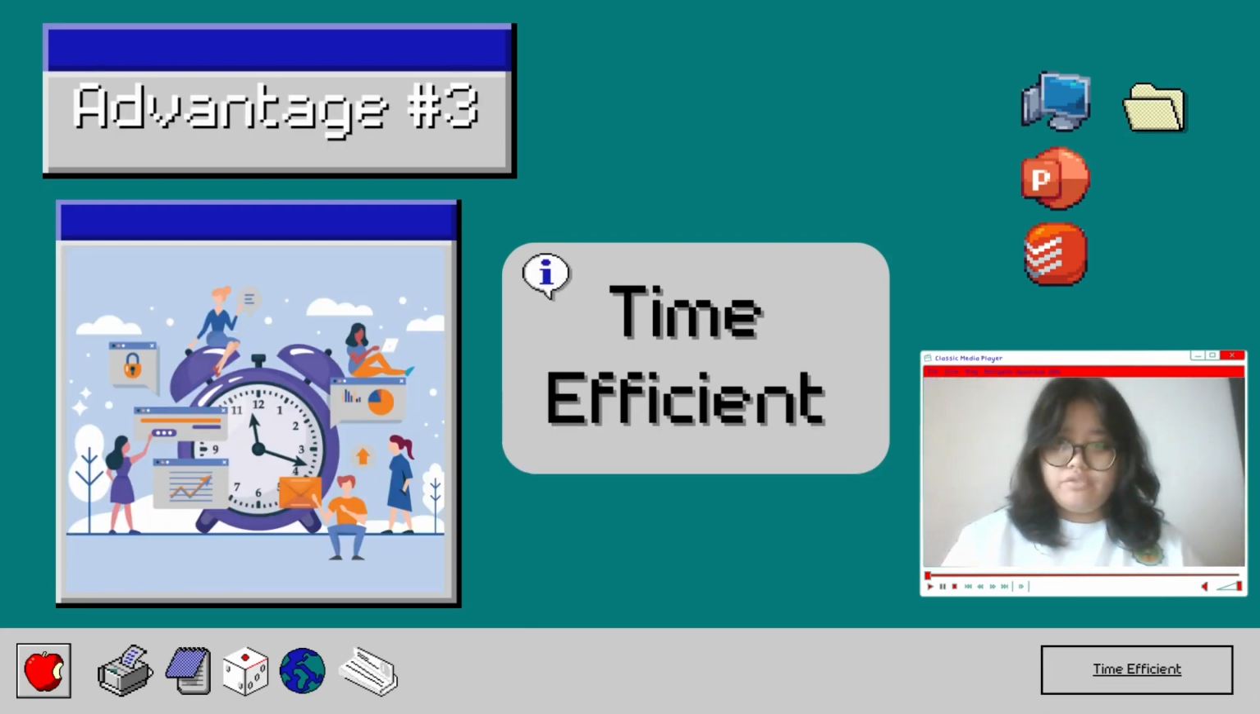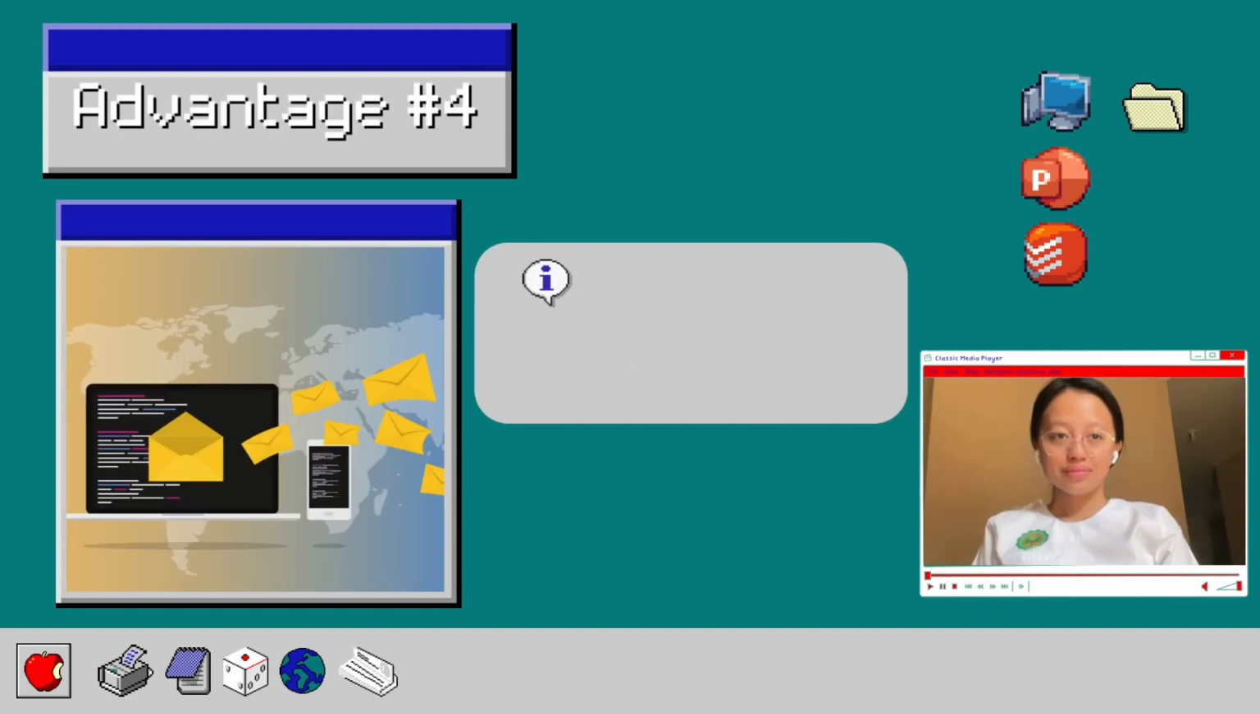Third, emails are highly time efficient. They can help maximize one's time and practice time management. There's no waiting time for the recipient to receive their specific email because it's done by the click of a button, which helps you to conserve energy and effort.